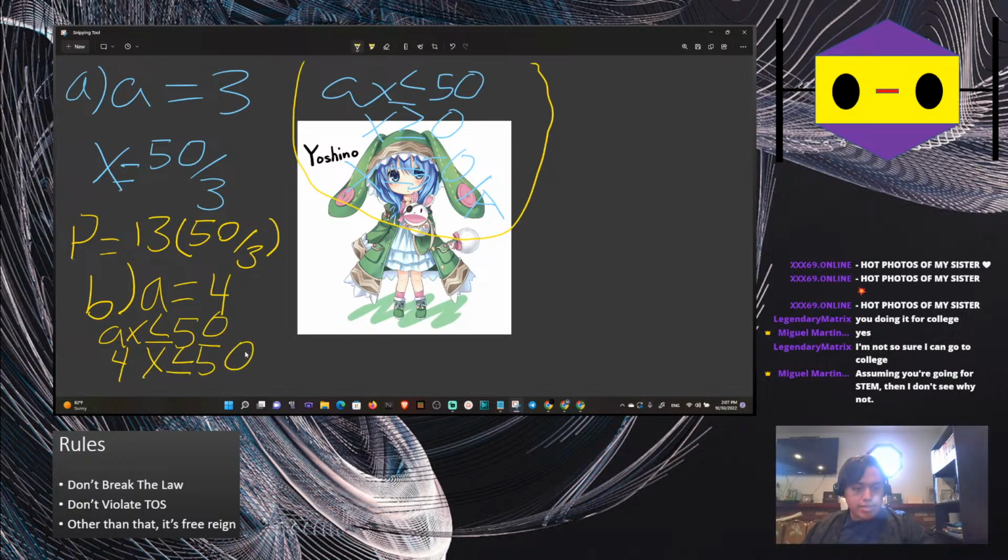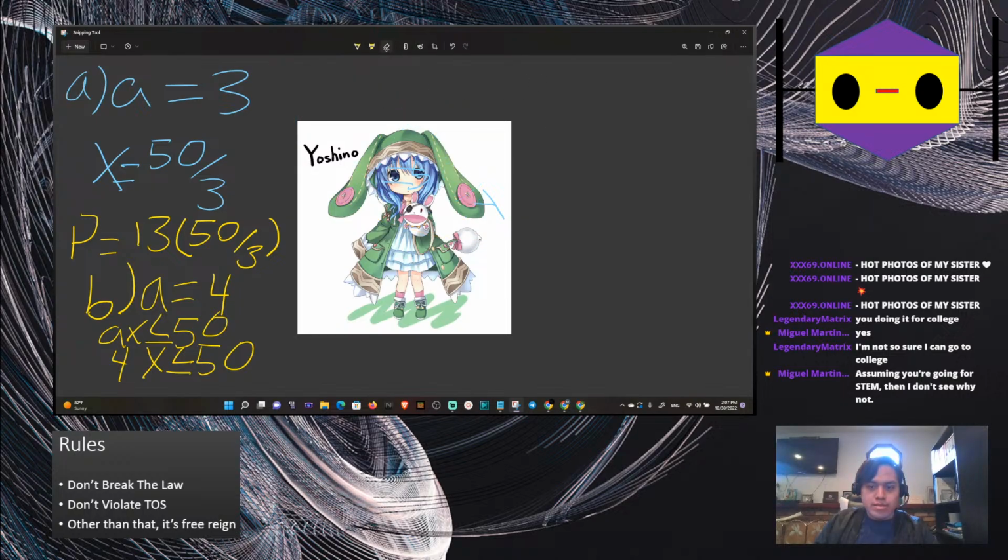Let me just erase this section right here really quickly, so that it's easier to read, because I realized the blue was not a very smart idea with the Yoshino character, given how green and blue she is. Makes sense, right? Okay, let's move my pad a little closer.